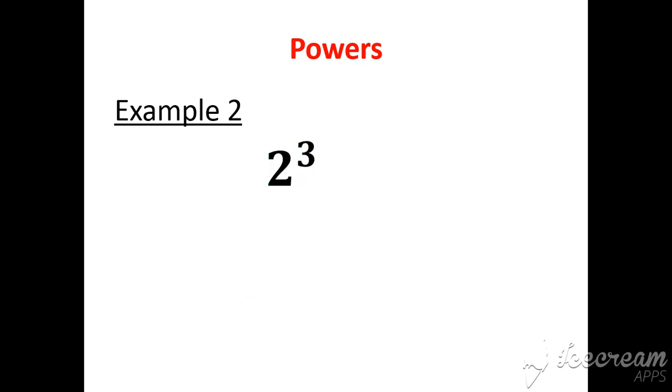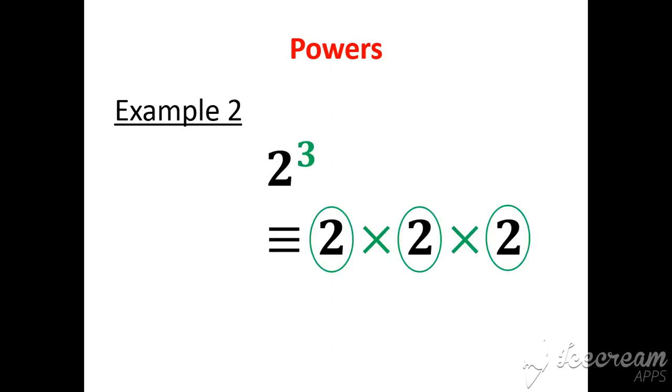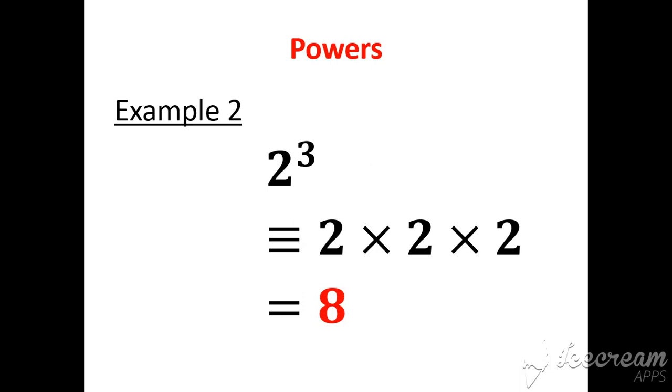Now what does 2 cubed mean, or 2 to the power of 3? Well, the power of 3 means to take the base of 2 and times by itself 3 times. So 2 times 2 times 2. Now 2 times 2 times 2 makes 8. So 2 cubed is equal to 8.